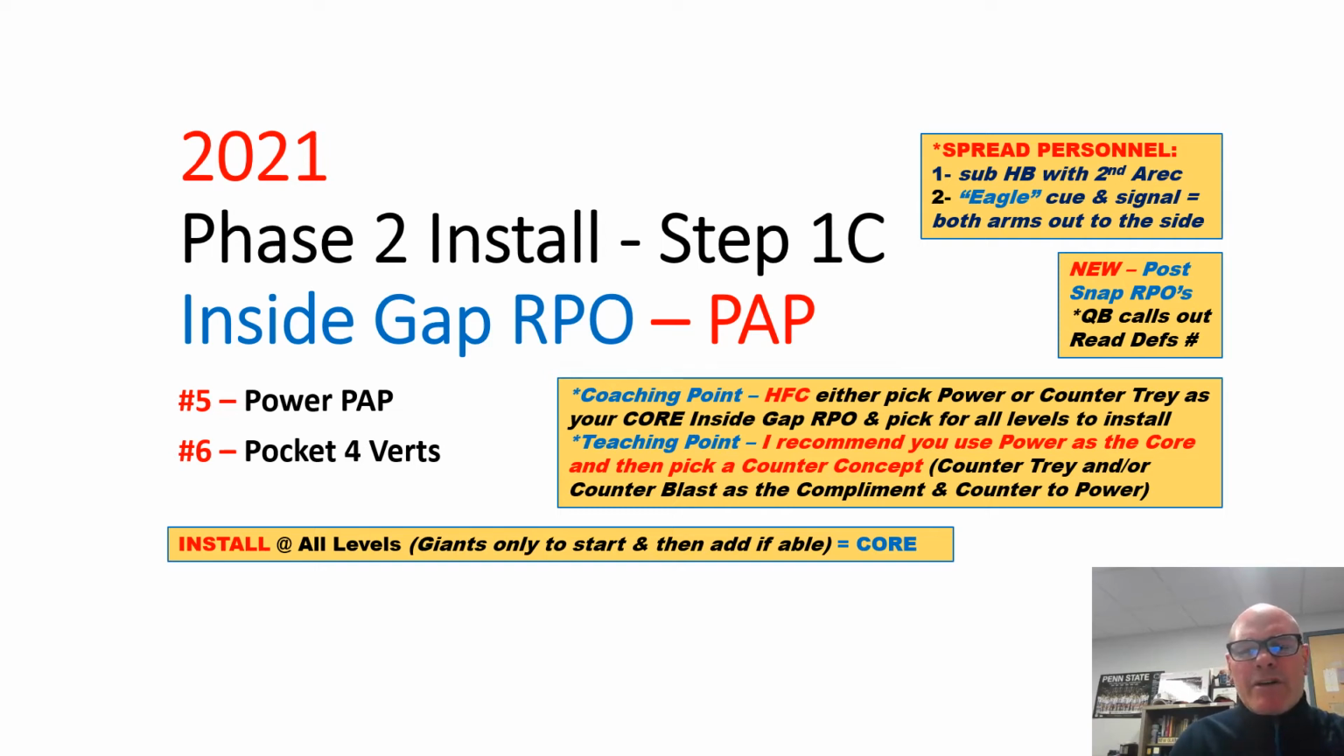I want to talk about our third video, or third step, in our phase two install of inside gap RPOs, which is now our power play action passes, specifically looking at the four verts sequence here.